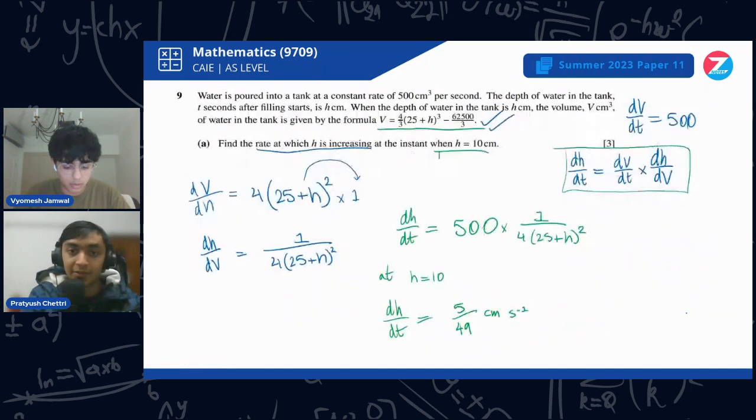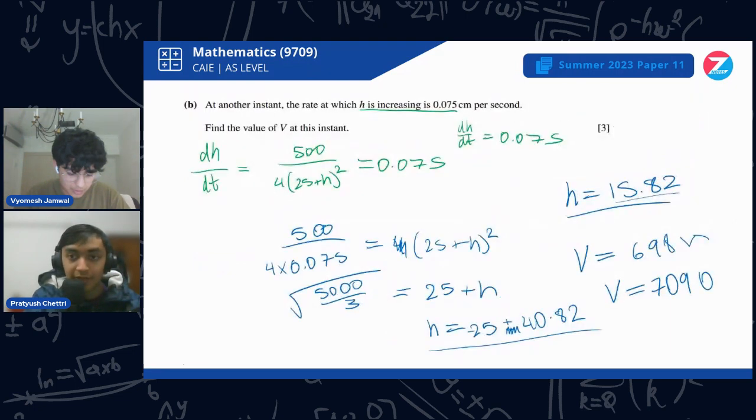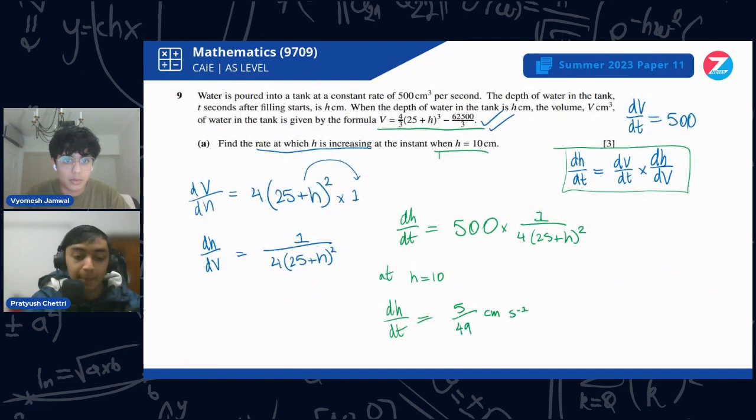Wait, can you go back to the formula? Let me also check mine. The value. 70,000. Wait, what was the value of h again? 15.82. 15.82, right? Okay. Yes. This is the value. Wait, and plus 25. Cube that times 4 over 3 minus 625 upon 3.